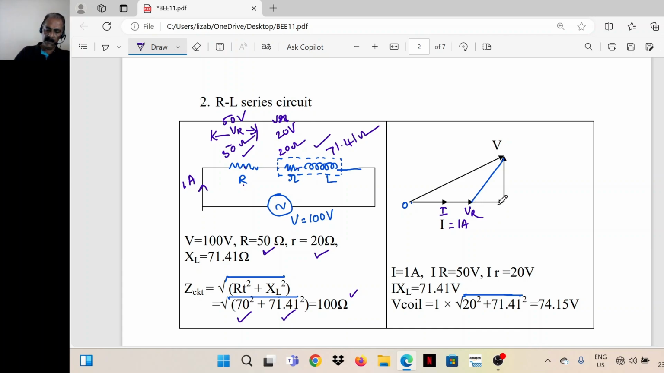This is the phasor V small r, from here till here equal to 20 volts, and it is also in phase with I. I mark it here so that I can find the total voltage V. The resistive drops are one across the external resistor and one across the inherent resistance of the choke coil, so in total it is 50 volts plus 20 volts, 70 volts.